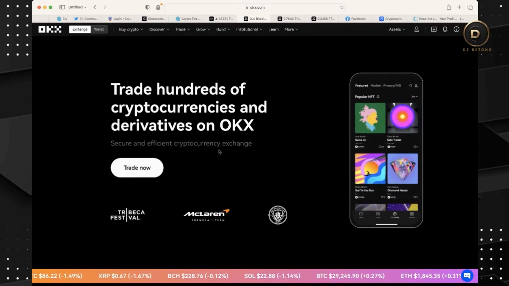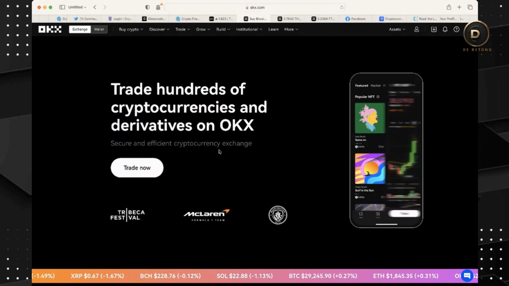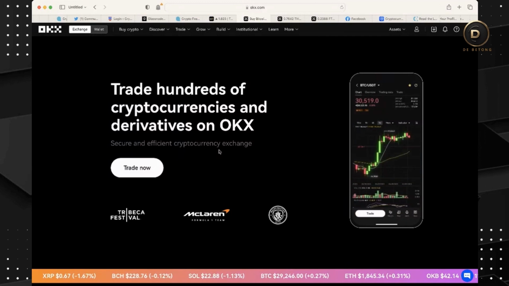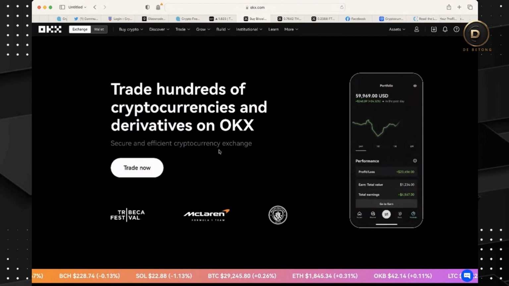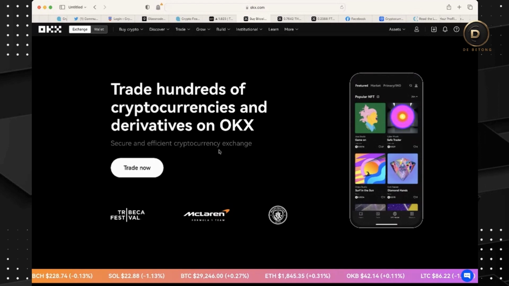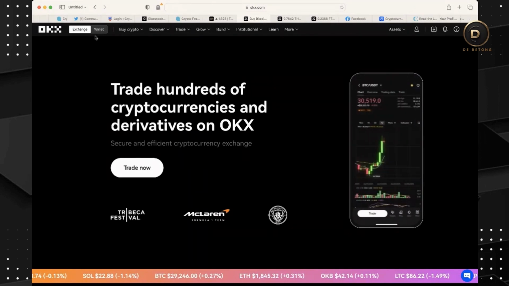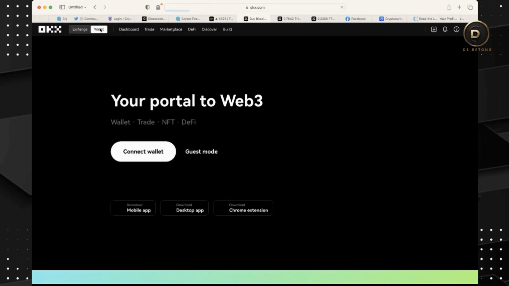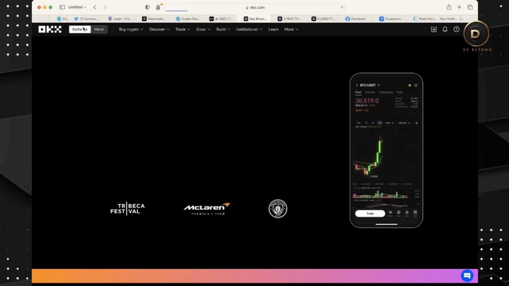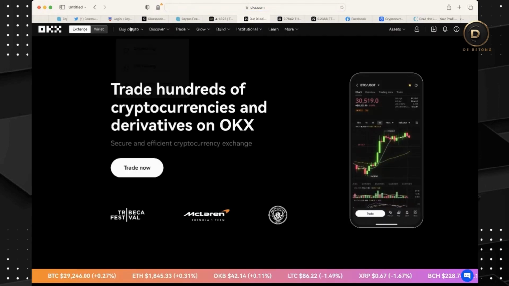Now, the OKX platform is similar to other exchange platforms like Binance, Bybit, Bitget, and so on and so forth. And yeah, they have wallets, the OKX wallet, and also the exchange. And today we want to talk about the exchange, not the wallet.